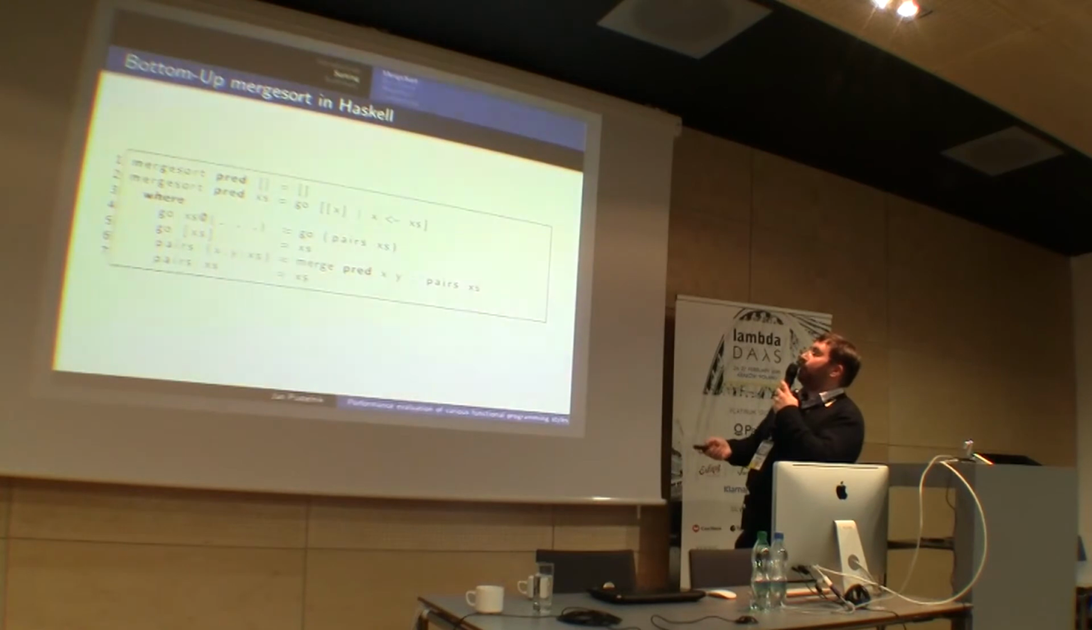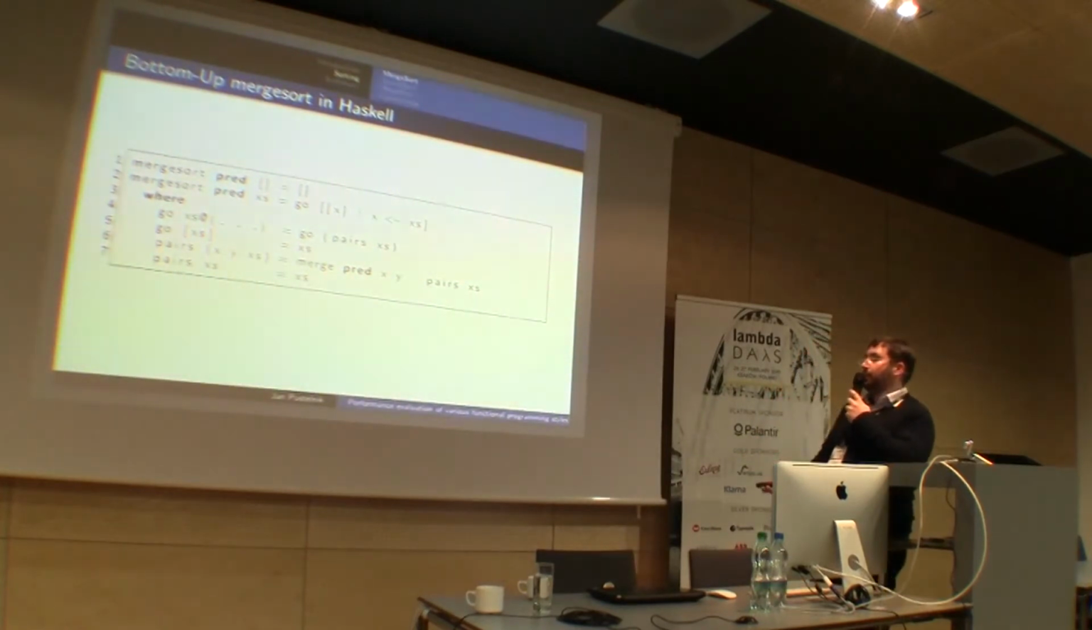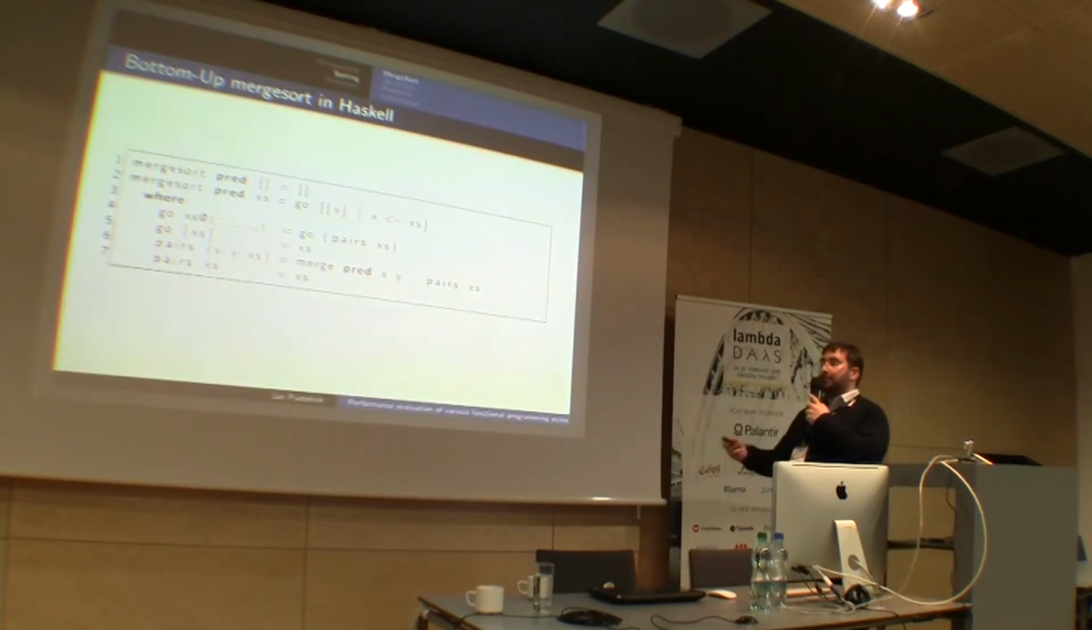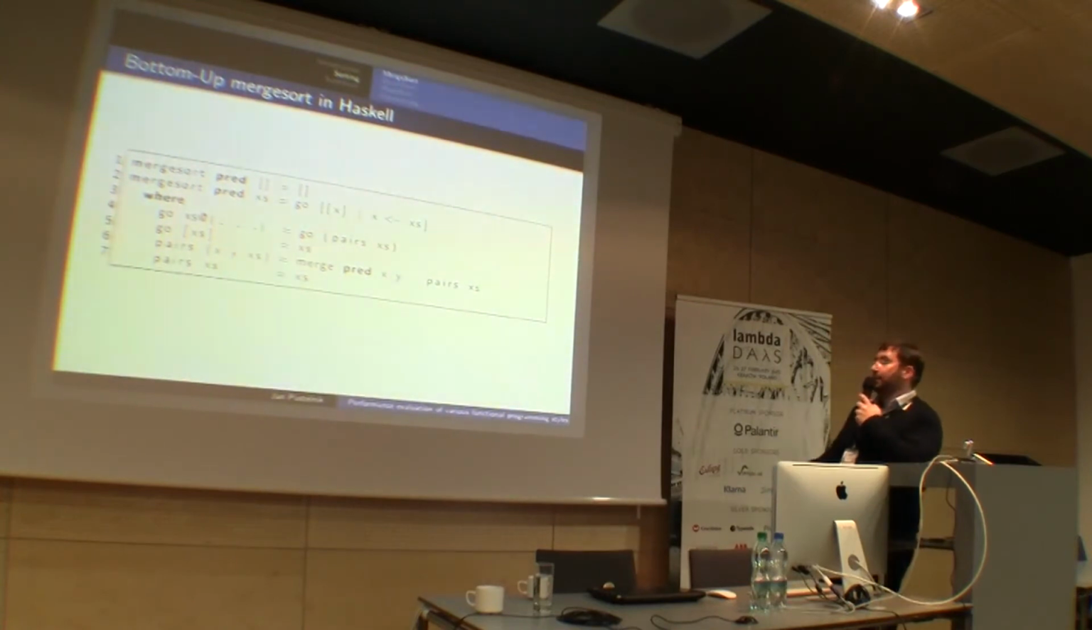So bottom-up merge sort in Haskell. Some believe it might be faster because it just goes bottom-up, using list comprehension to split the list, and just goes bottom-up to get all the work done. No double recursion, so it might be faster. Okay, let's see the benchmark.